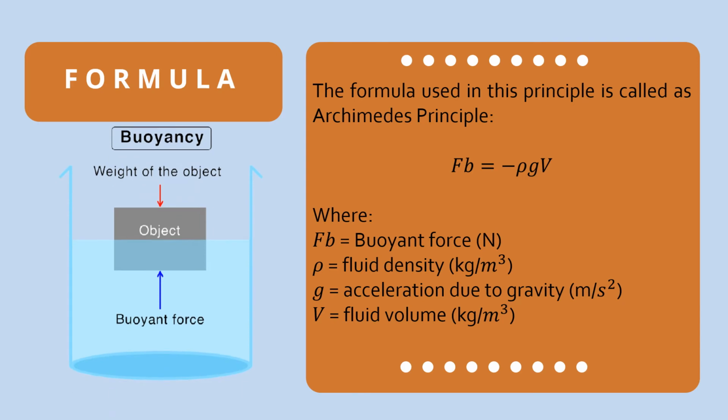Okay, moving on to the formula for buoyancy. The formula used is called the Archimedes principle, where buoyant force is equal to fluid density times acceleration due to gravity times fluid volume. The unit for buoyant force is Newton, the unit for fluid density is kilogram per meter cube, and acceleration is meter per second squared.